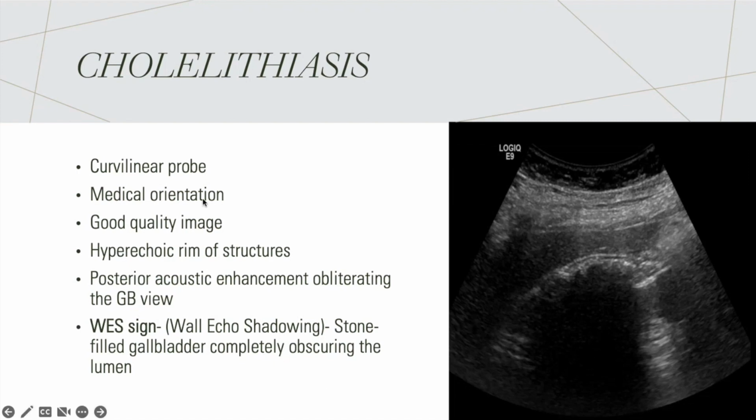So as we go through, we noticed that it was a curvilinear probe, medical orientation, good quality image. We saw the hyperechoic rim on the structures here, and then we saw the posterior acoustic shadowing, obliterating the gallbladder wall and the view of the gallbladder completely. So this is gallstones.